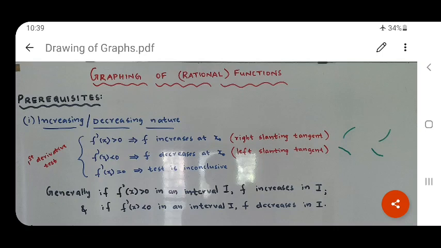In this section, we will discuss graphing of functions using calculus. Especially, we will be discussing rational functions. The concepts required are already familiar to you. I will just summarize them.